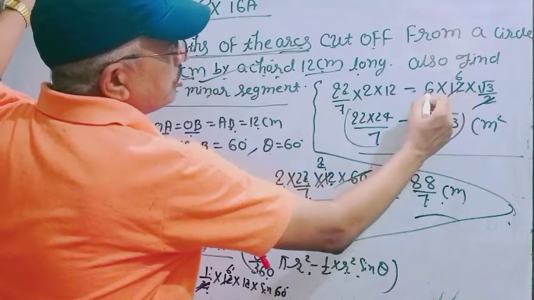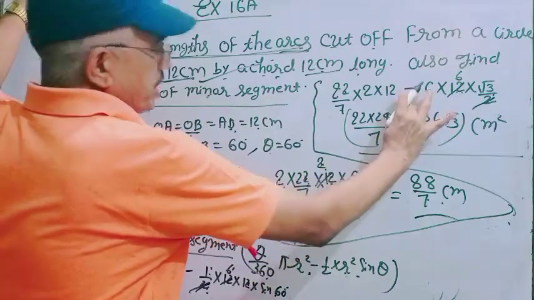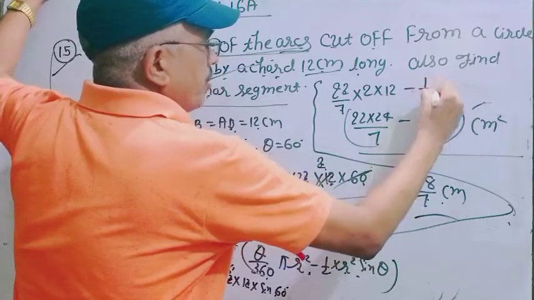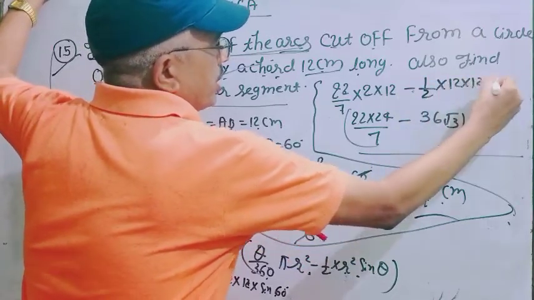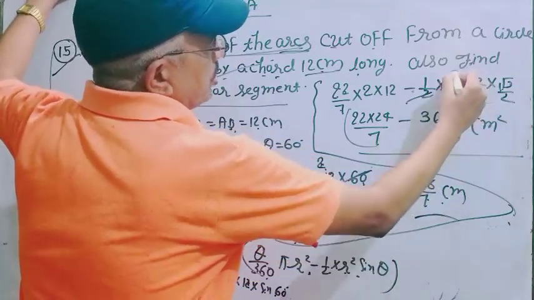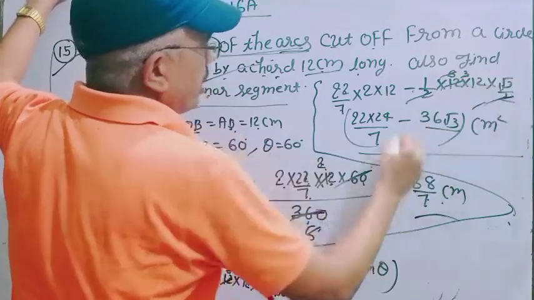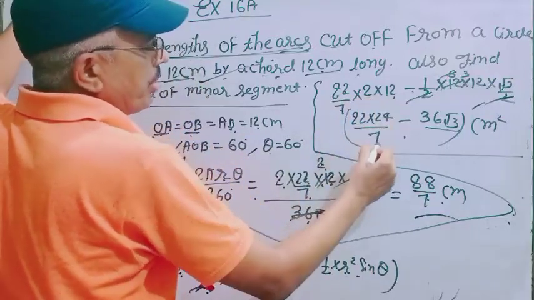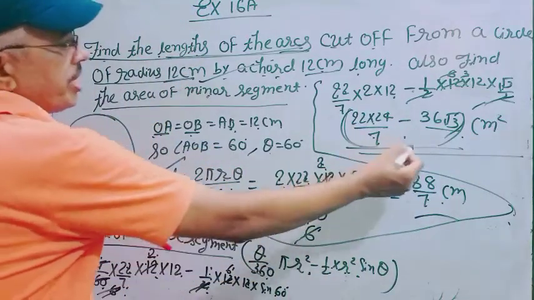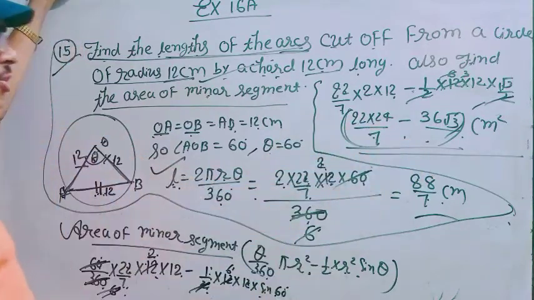Here you write 12 into 6. Here is 1 by 2 r square and sin theta, that is root 3 by 2. Then 6 and this 2 3's, then 12 3's are 36 root 3, and here is 22 into 24 by 7. It is the area of the minor segment. You calculate it and find the area of the minor segment. Only write the value of theta and r, get it. Thank you.